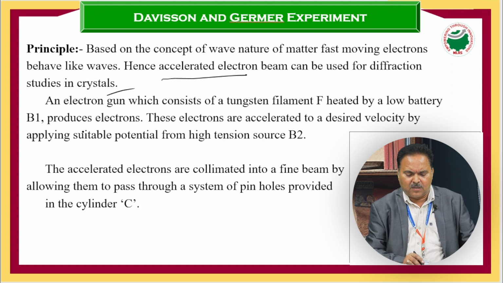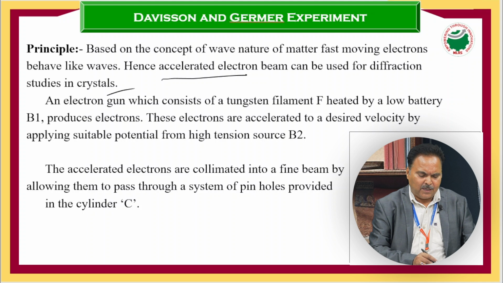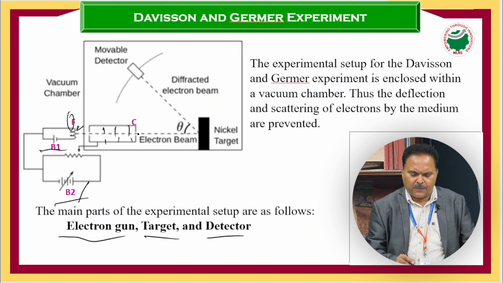Earlier I said the electron gun consists of a tungsten filament heated by a low-voltage battery, B1. Then electrons are ejected, and those electrons are accelerated by a high-tension source, B2. Once the high-tension source is there, there are collimating small slits, and a very thin beam comes out. Then there is a pinhole here, a small hole.